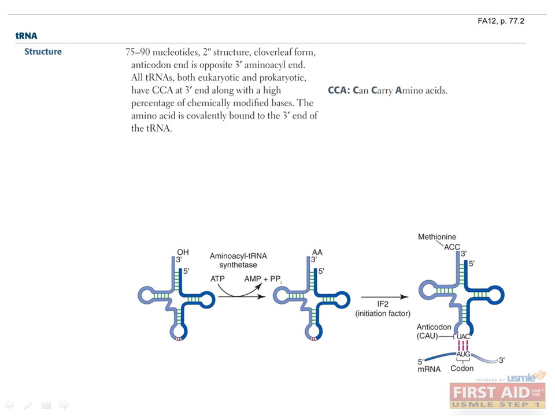tRNAs are about 75 to 90 nucleotides long and form this cloverleaf secondary structure. The 3' end is called the amino acyl end and always ends in the sequence CCA. You can think of this as standing for "can carry amino acids," since that's where amino acids attach. The opposite end contains the anticodon, which is complementary to a codon in mRNA. It's this matchup that allows each codon to correspond to a single amino acid.